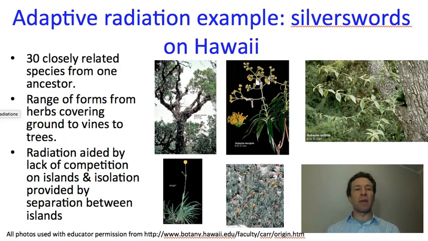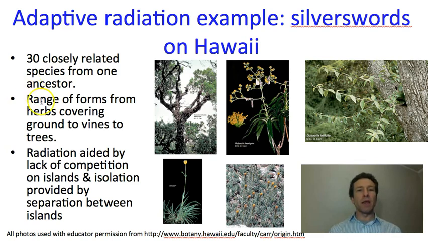Another example of an adaptive radiation is the silver swords, which are a group of plants we mentioned in the previous lecture that occur on Hawaii. And these are about 30 or so closely related species that all diverged from one common ancestor. That one ancestor diverged into two, and then those two diverged probably into four, etc. That happened several times to get up to the total number.